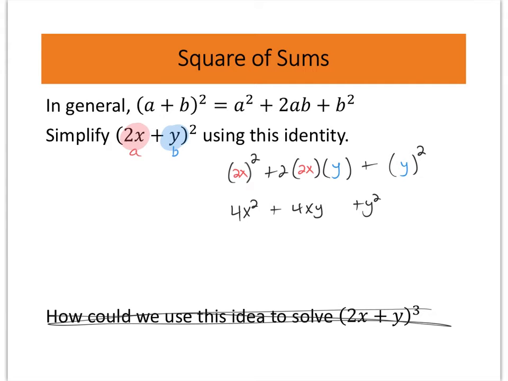All right, hopefully you got this as well. I think the tricky part is this middle piece where you're multiplying 2 times 2x times y. It's not distribution, we're actually multiplying these together.